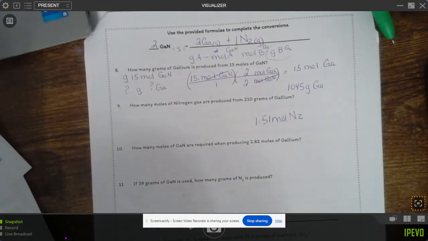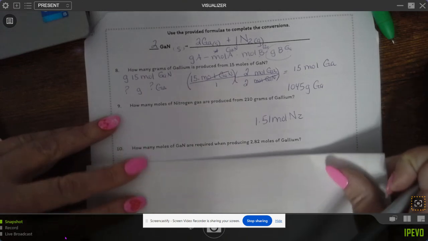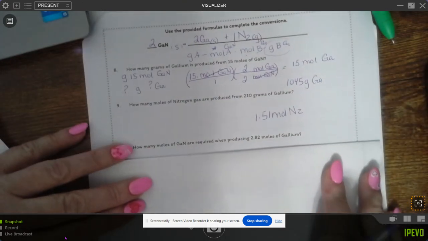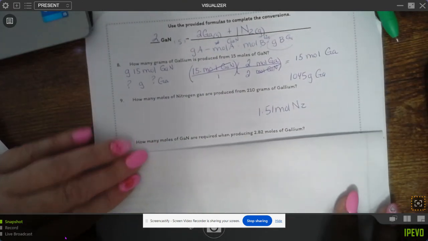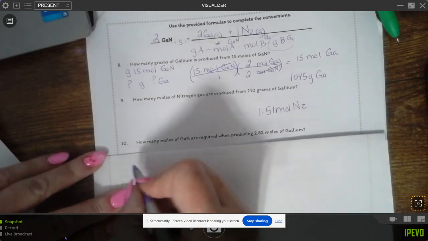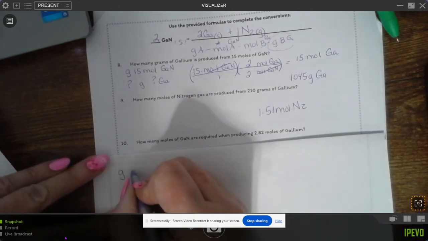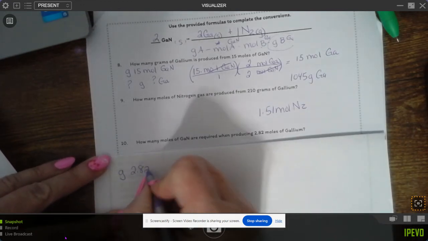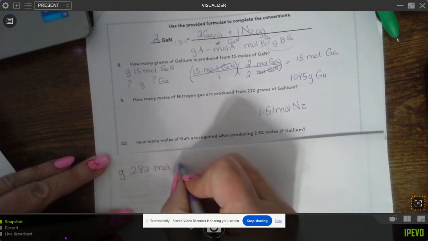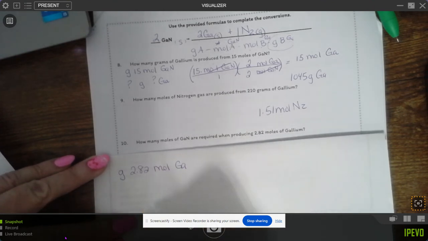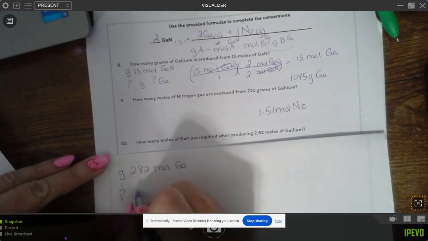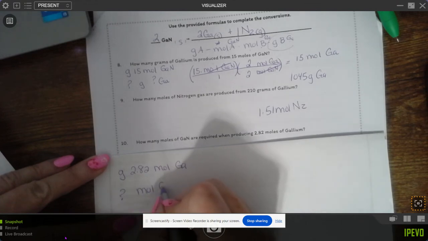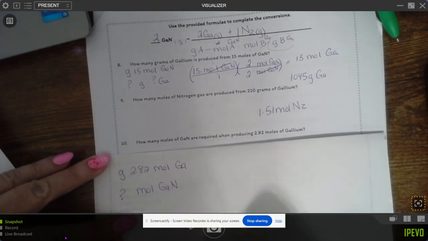Okay. What do we got next? How many moles of gallium nitride are required when producing 2.82? So our given is 2.82 moles of gallium. What we're looking for is moles of gallium nitride.